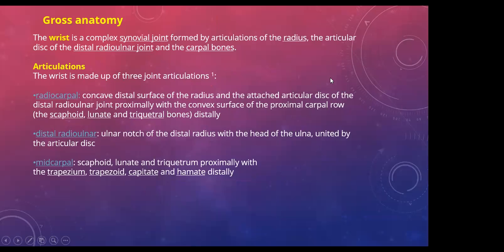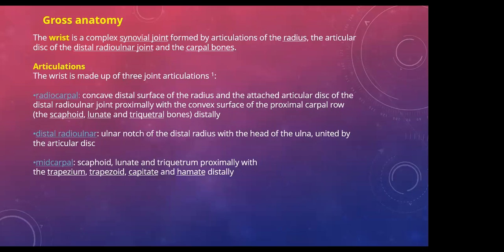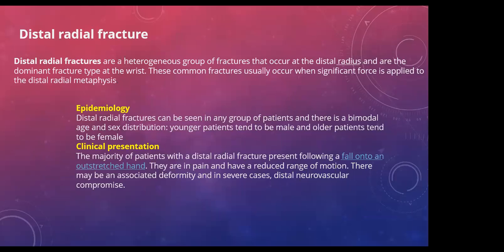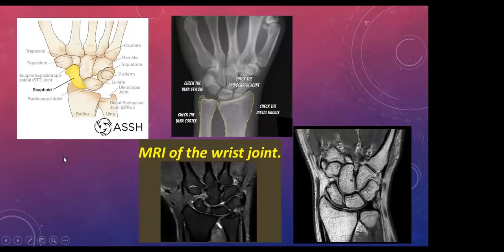Gross anatomy. The wrist joint is composed of three articulation surfaces: the radiocarpal joint, the distal radio-ulnar joint, and the midcarpal joint. With the first, the radiocarpal joint, the concavity of the radius articulates with the proximal part of the proximal row of the carpal bones. Radio-ulnar joint, and midcarpal joint. Images in X-ray and MRI.